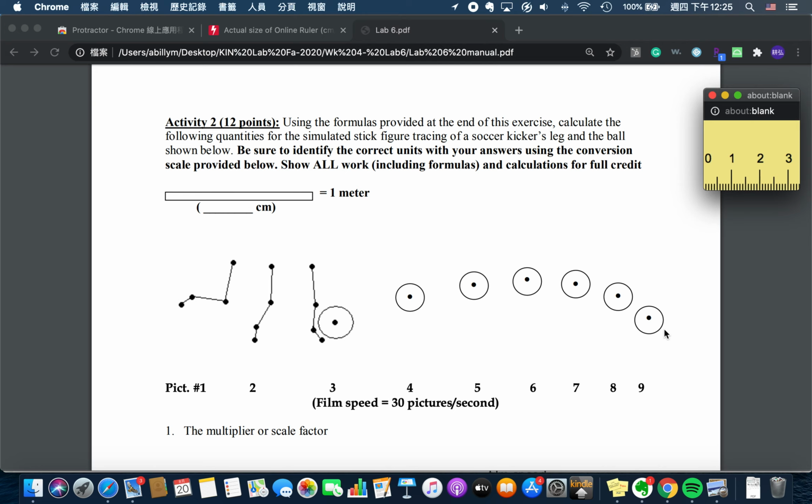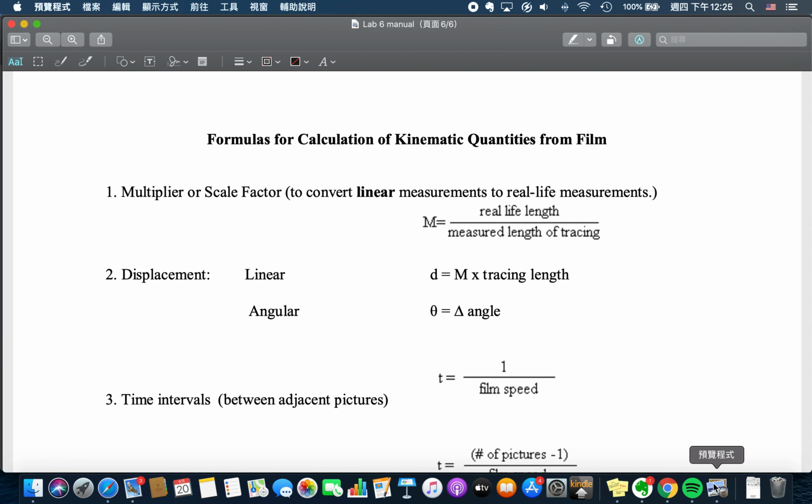We're going to calculate the velocity of the foot and the velocity of the ball based on this stick figure. If you're not familiar with how to calculate velocity, don't worry. You can use the formulas provided at the end of the exercise. So let's take a look at the final page of the manual.